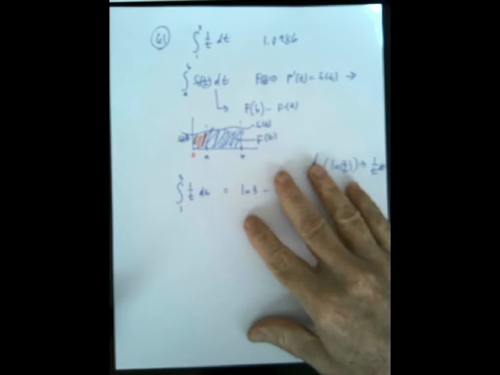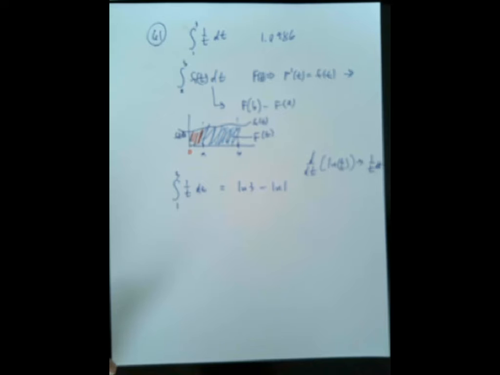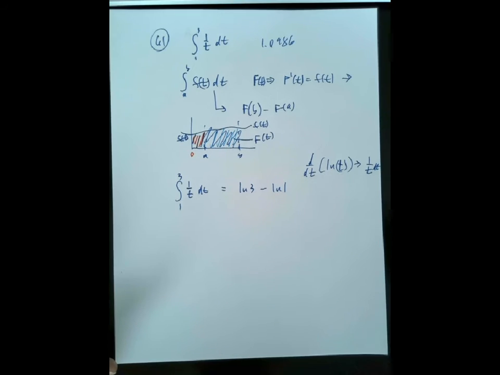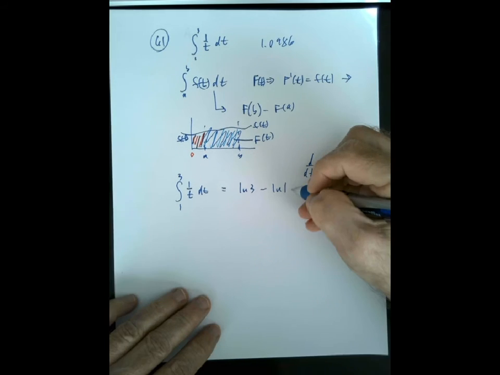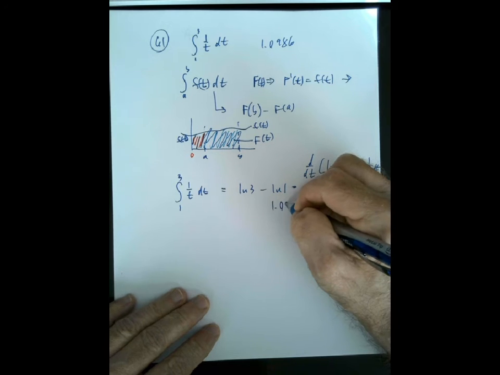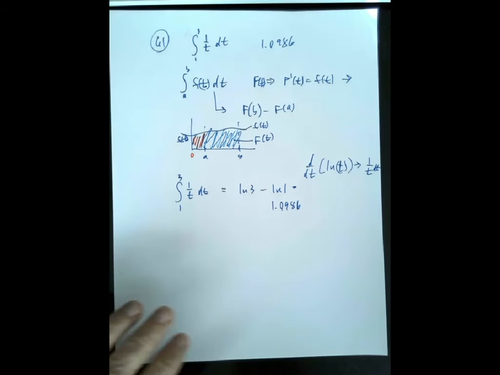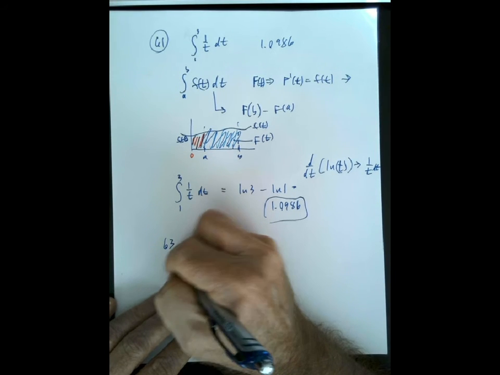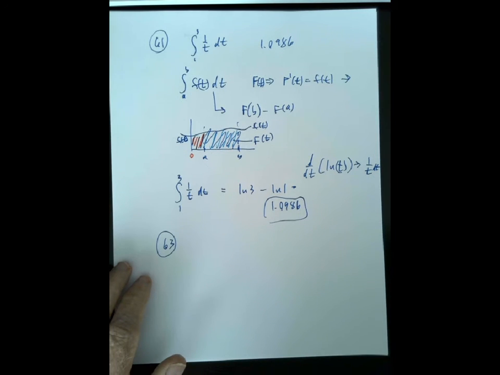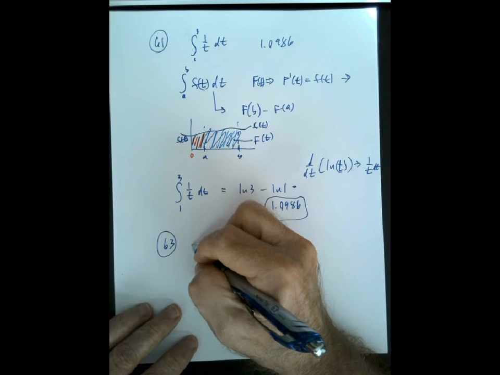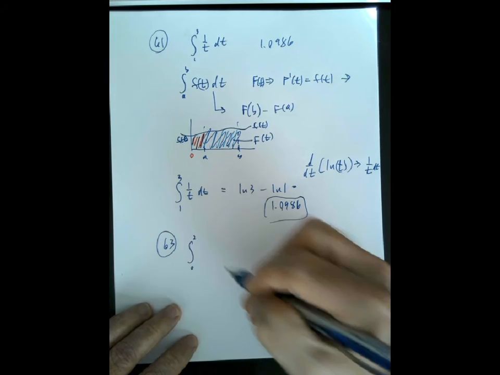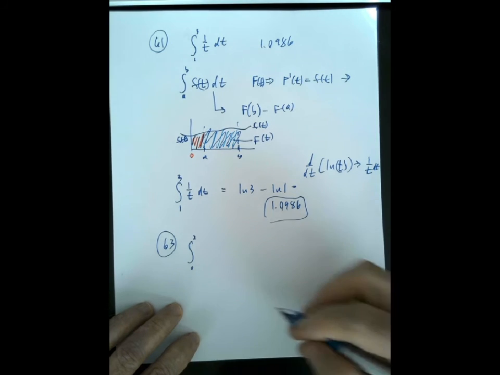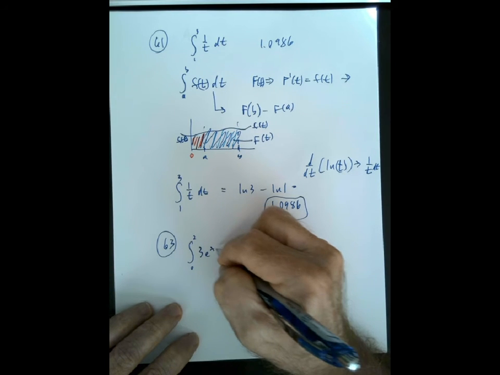Now, all of these problems in here, that's equal to 1.0986, rounded off. Okay, there it is. Now 63 is the integral from 0 to 2 of 3 e to the x dx.